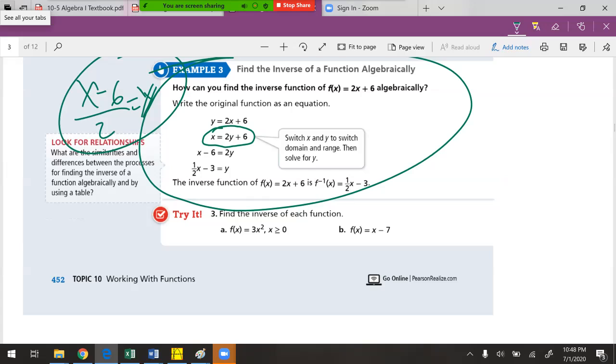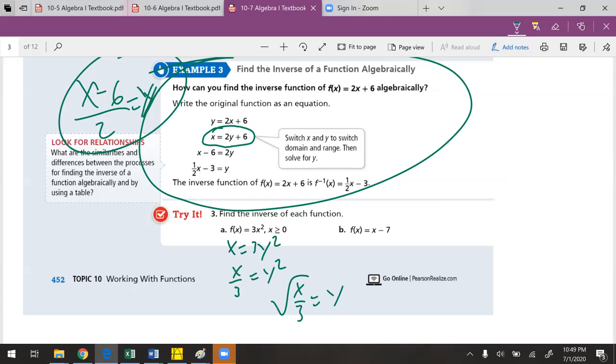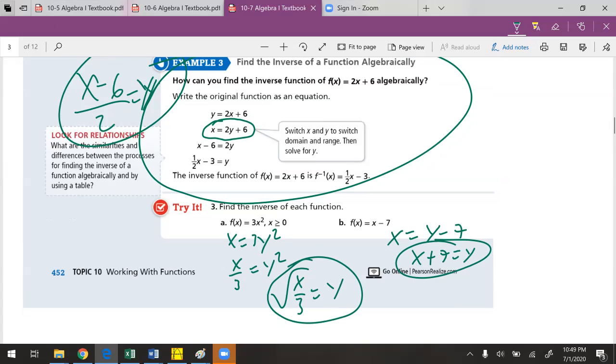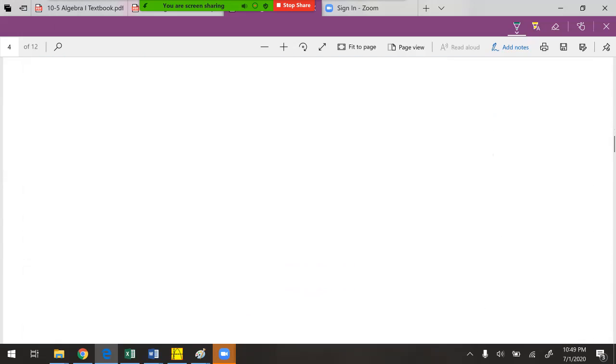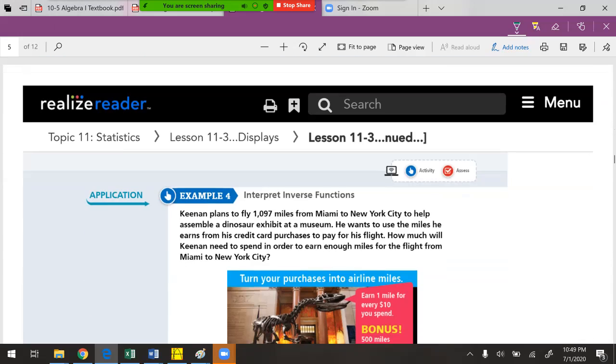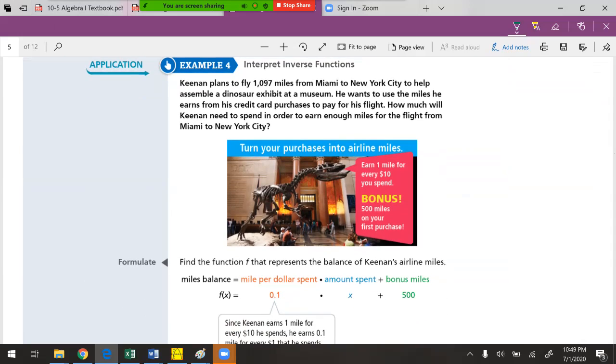Okay, remember that this is equal to y, so we're going to flip it. 3y squared, we divide by 3, and then we square root it. So the square root of x over 3 is equal to y. Boom, we're done. Let's flip the variables. Add 7. There you go, you're done. That's simple, that's it, okay? And that's what you're going to be focusing on in this lesson in particular, finding the inverse of it, okay?